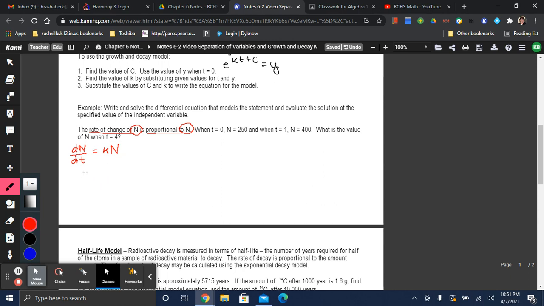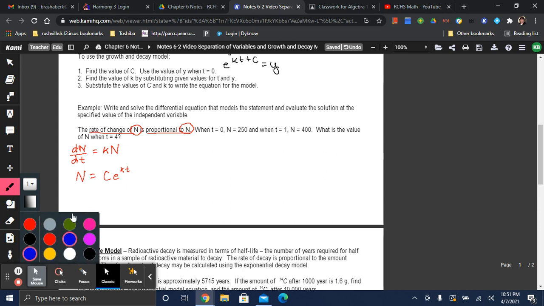Because of that, I can use the decay or growth model, which says, and now I'm going to use n instead of y, n equals c e to the kt power. And so I can go from here to here without doing any calculus. And then after that, hopefully it'll come back to you how to solve with these models.